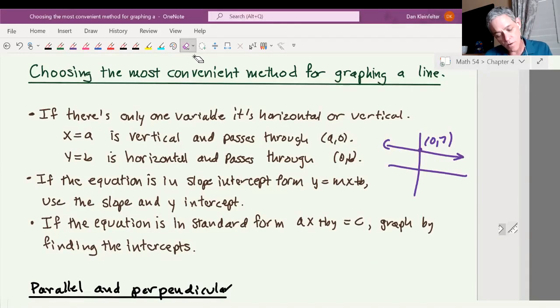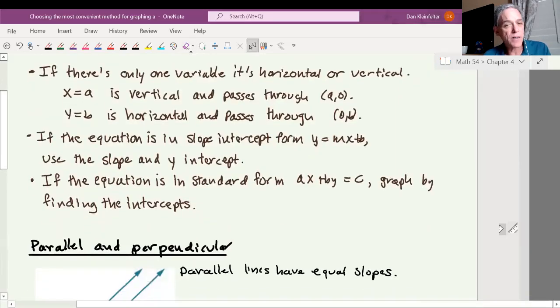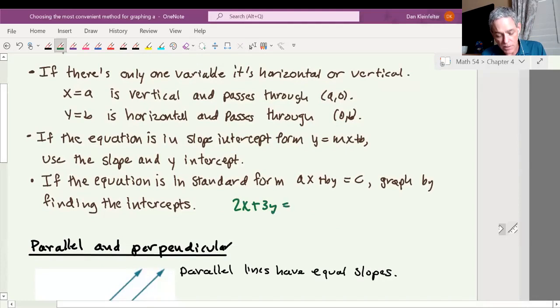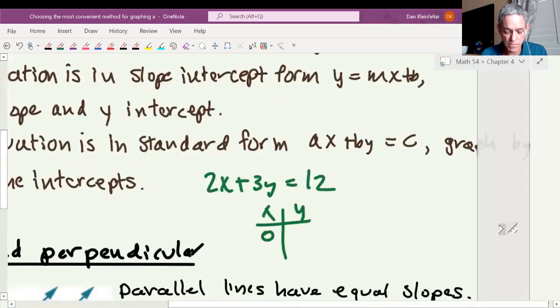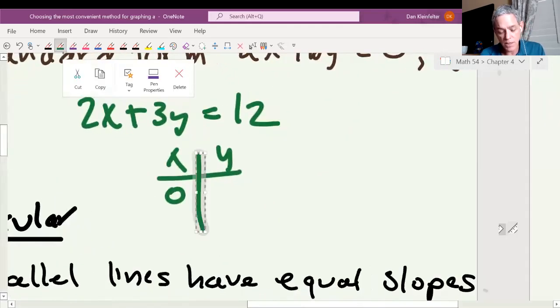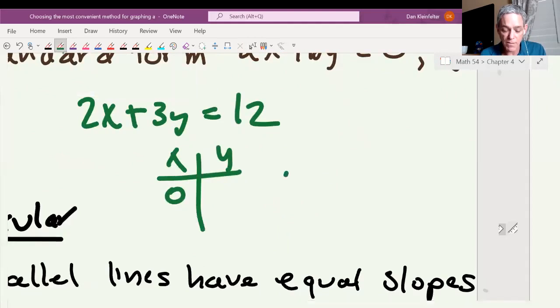If it's in standard form, which is ax plus by equals c, then it's going to be easiest to find the intercepts. So let me give a small example of that. If you have 2x plus 3y equals 12, it's relatively easy to substitute in 0 and calculate. So for example, if x were 0 in this equation, we'd have 3y equals 12. That would make y be 4. And then if y were 0, we'd have 2x equals 12, so that x is 6.